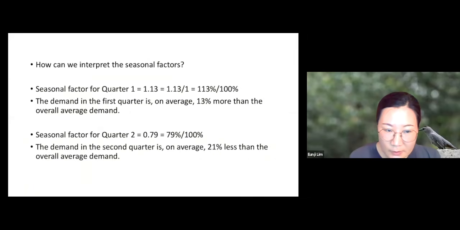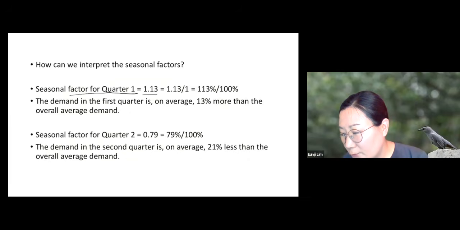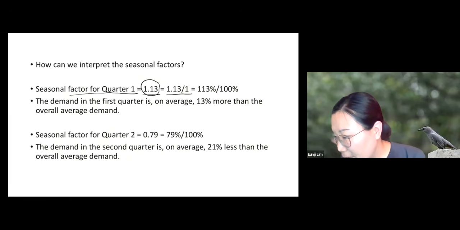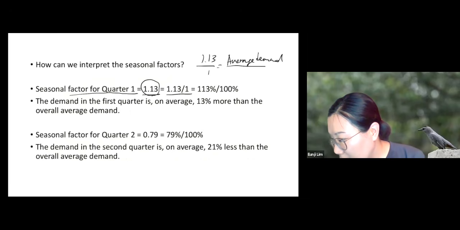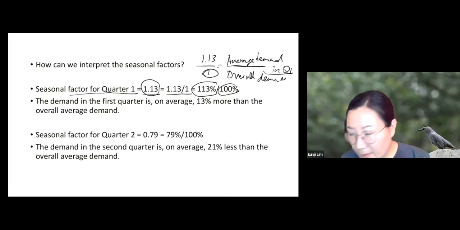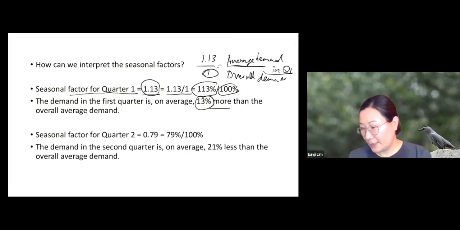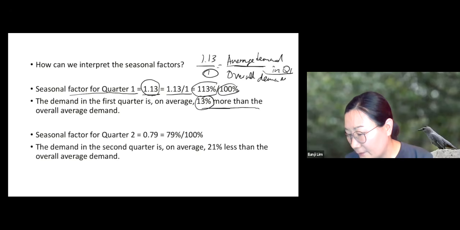Now the next question is, how can we interpret the seasonal factors? For example, the seasonal factor for the first quarter was 1.13. What does it tell us? Now, can you say that 1.13 is the same as 1.13 over 1? Yes. So now let's recall the definition of the seasonal factor. The definition of the seasonal factor was the average demand in the first quarter over the overall demand. So if the overall demand is 100%, the average demand in the first quarter is 113%. So in other words, on average, the demand in the first quarter is 13% more than the average overall demand.